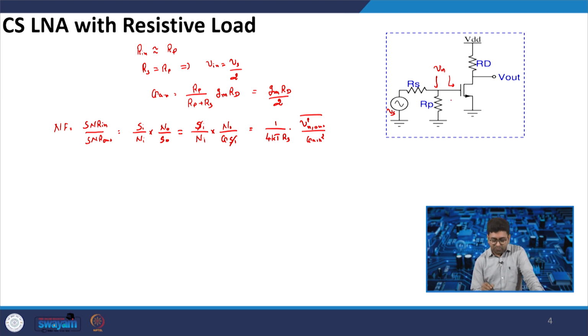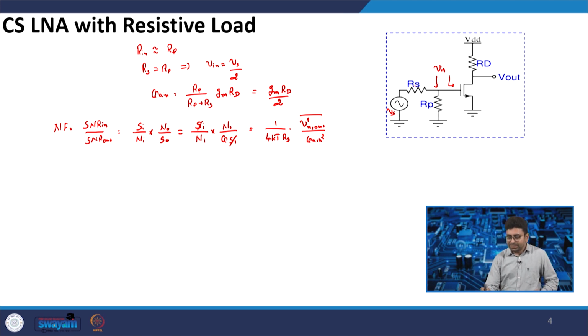In order to find the Vn out square, mean square, we need to use the superposition theorem, and for each noise source we see what the output noise is, and then we add all the noise to find Vn out square. Then we already know the gain of the amplifier, we divide by gain square and by 4kTRs. So, this is the methodology that we will use.